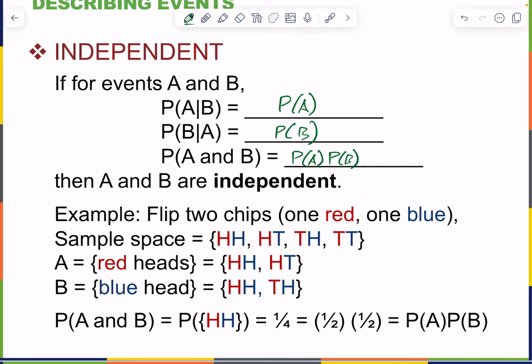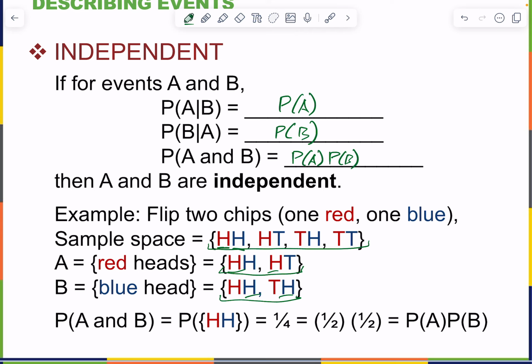Okay, here's an example now. If I have two chips, a red one and a blue chip, and I flip them each once, the sample space is these four outcomes. Remember, 2 possible outcomes for the red chip, 2 for the blue chip, and that's 4 total possibilities. Let's say event A is red heads, so the red chip is heads. B is blue heads.